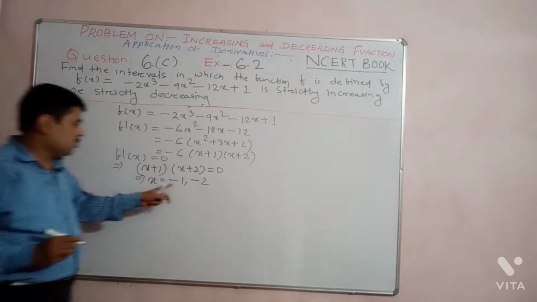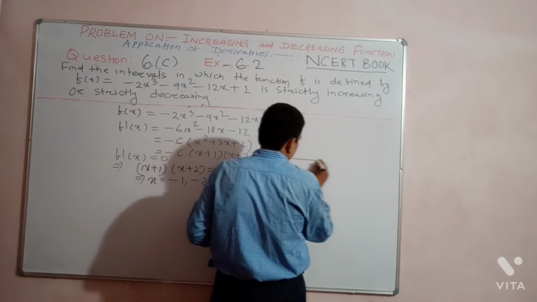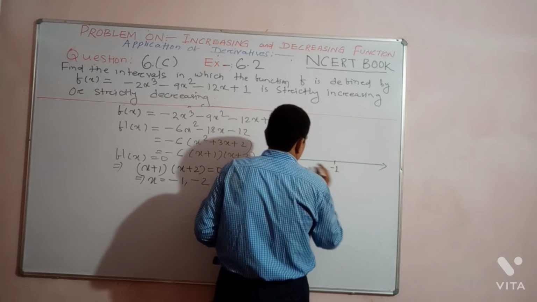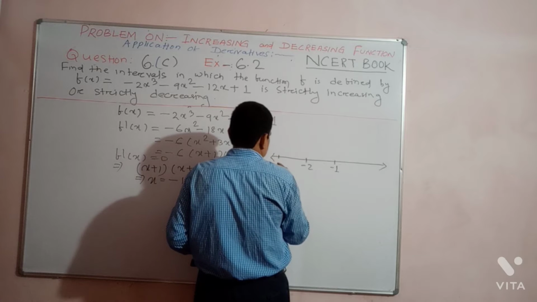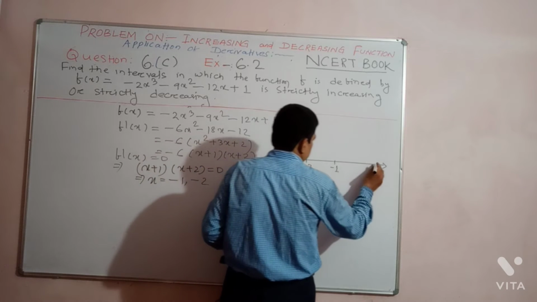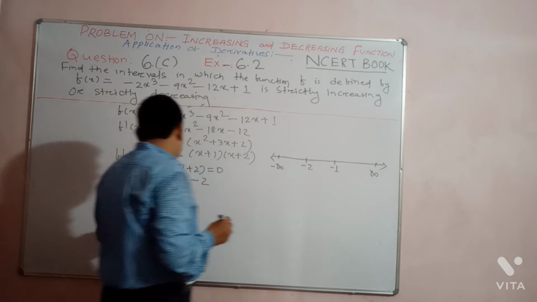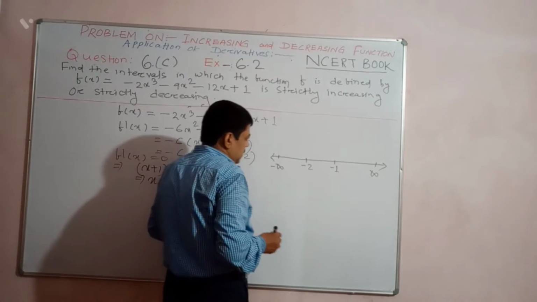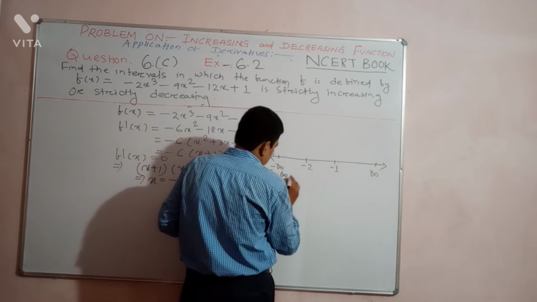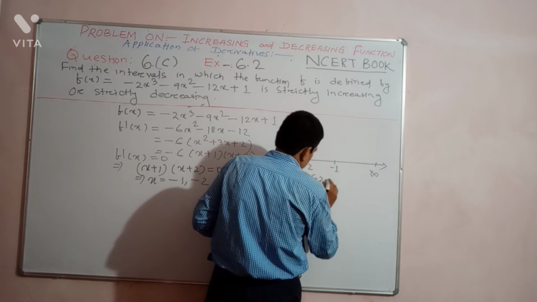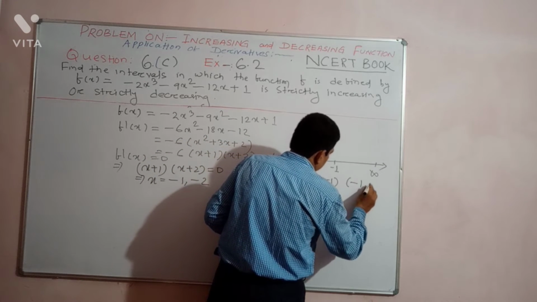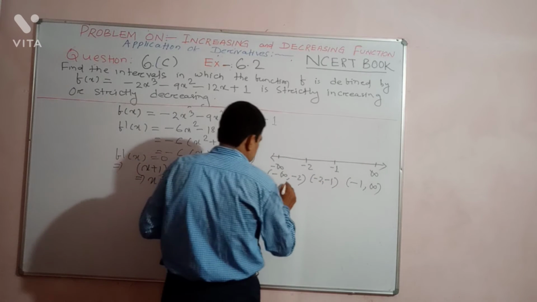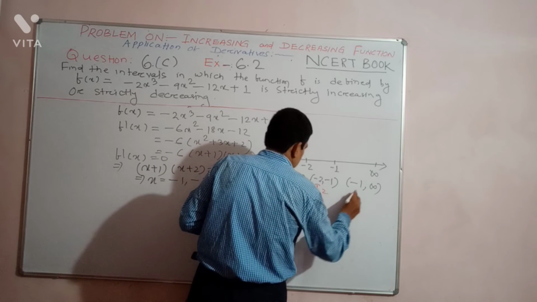Now the real numbers -1 and -2 divide the real number line. Let us draw a number line, students. So this is -1 and -2, and this is minus infinity and plus infinity. Yes or no? So x = -1 and x = -2 divide the real number line into 3 disjoint intervals. One is (-∞, -2), another is (-2, -1), and the third interval is (-1, ∞). Yes or no? This is the first interval, the second interval, and the third interval.